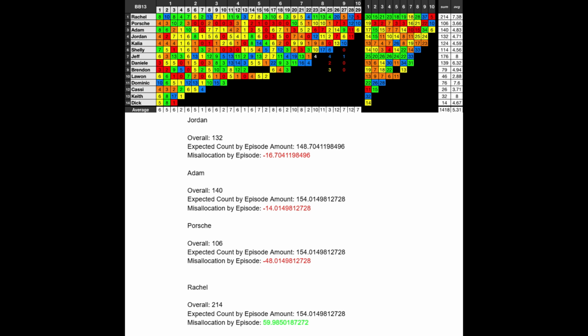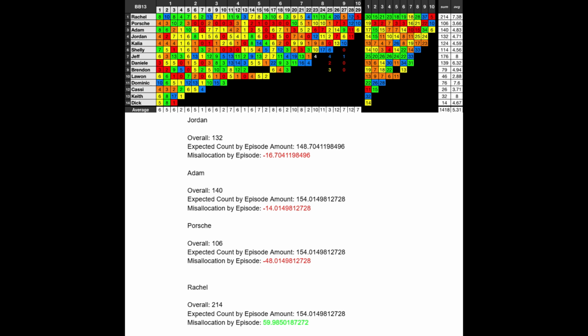Portia has 106 diary rooms, and her expected count by episode amount is 154.01, causing her to have a huge misallocation by episode amount of negative 48.01, and this is one of the largest misallocations ever. And she's essentially missing a third of the diaries that she should have in order for this to be fairly balanced and distributed.